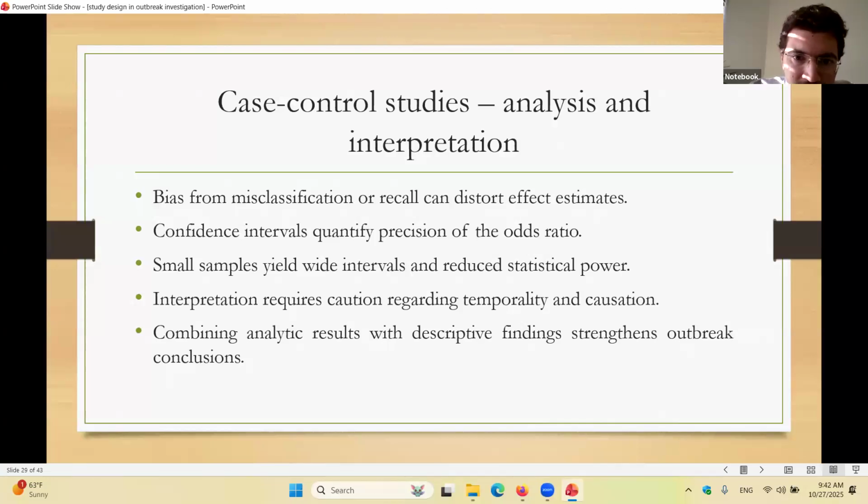Bias from misclassification or recall can distort effect estimates. And confidence intervals quantify precision of the odds ratio. Small samples yield wide intervals and reduced statistical power. Interpretation requires caution regarding temporality and causation. Combining analytic results with descriptive findings strengthens outbreak conclusions.